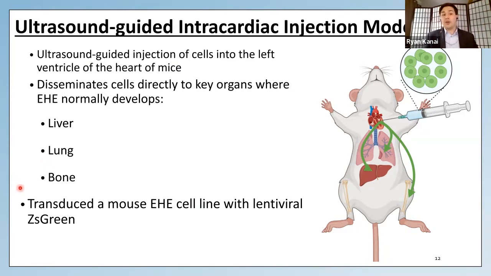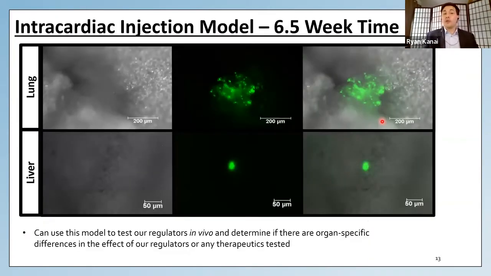We used this model with the mouse EHE cell line transduced with ZsGreen and injected those into mouse hearts. Very recently, we went and euthanized two mice at an early time point to see what's happening. In both mice, we found that we had some microtumors forming in both the liver and the lungs. Unfortunately, it's hard to see single cells or small tumors in the bones, even labeled with ZsGreen fluorophore. But we're hoping that at a later time point there might be tumors big enough that we can actually have bone tumors forming from the injected cell lines.